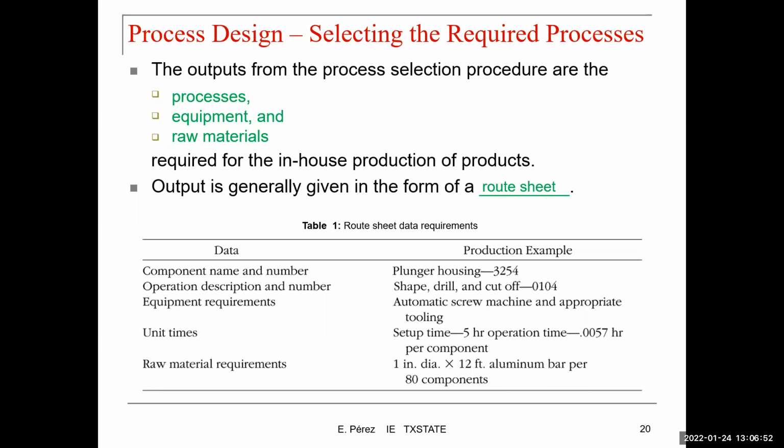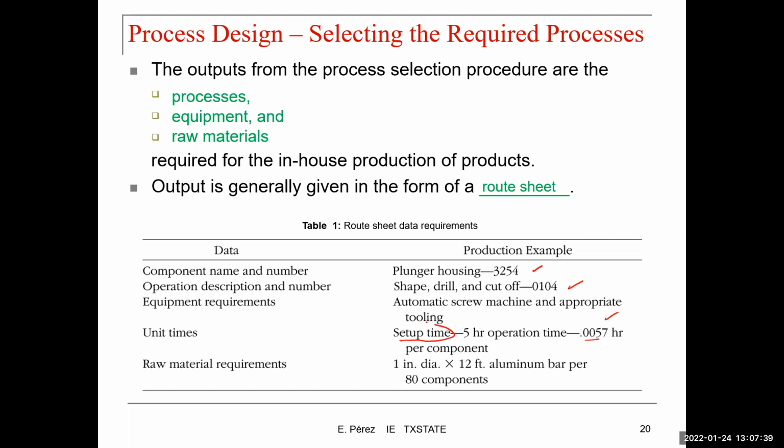So you have 2 columns. We have the data, which includes the component name and number. So as an example, that could be a plunger housing. The operation description and number. You have the operations that are going to be needed for that component. So shape, drill, and cutoff. What are the equipment requirements you will need for this? An automatic screw machine and appropriate tooling. What are the unit times? So you need a setup time of 5 hours, an operation time of 0.0057 hours per component.